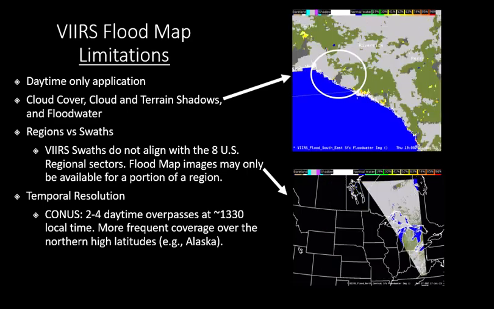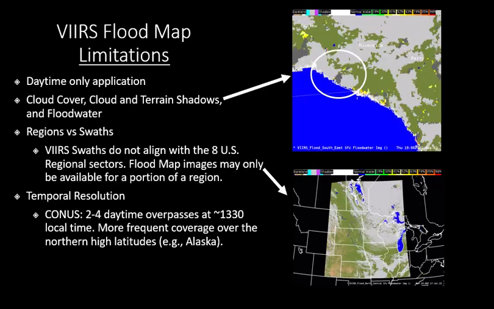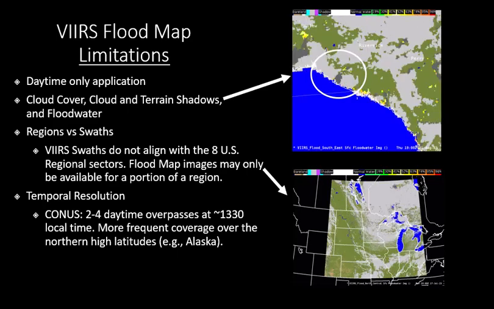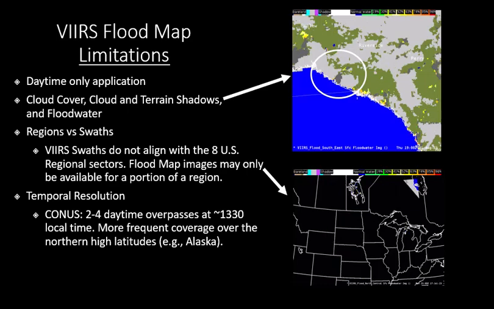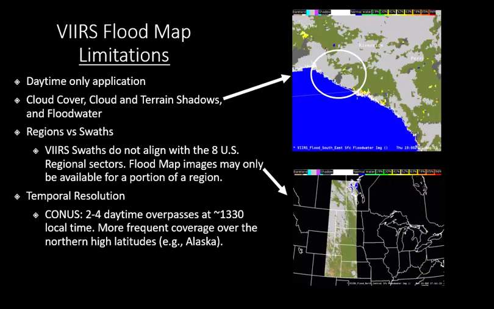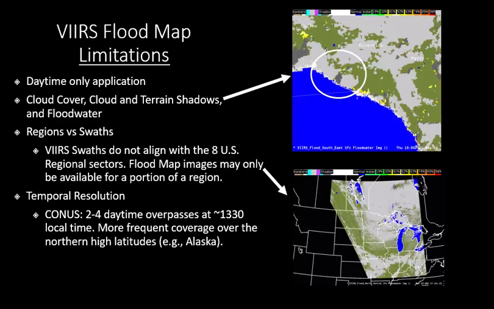Now, with every product's applications, there are also limitations that users should be aware of. The VIIRS flood map is a daytime-only application, as the product uses VIIRS imagery bands that detect reflected visible solar radiation. Cloud cover can obscure floodwater at the surface and make spatial analysis more difficult. Due to similar spectral properties, floodwater can be challenging to distinguish from cloud and terrain shadows.